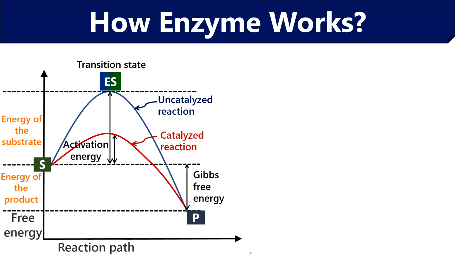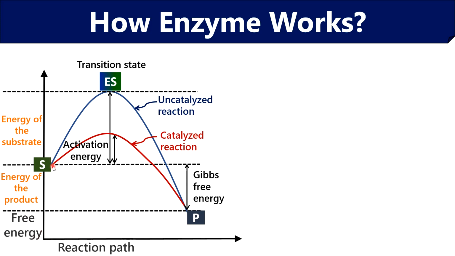Now we will discuss how the enzyme works. Friends, we must have heard that the enzyme functions by lowering the activation energy to convert substrate into products at a faster rate. But do you know how this activation energy is reduced? Well, if you don't know, then look into this graph. Here this vertical arrow represents the free energy and this horizontal arrow represents the reaction path.